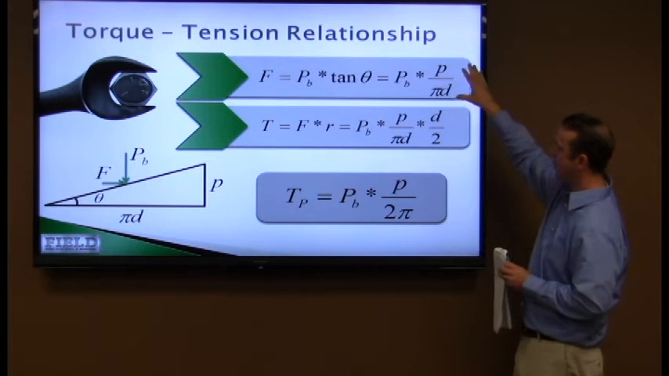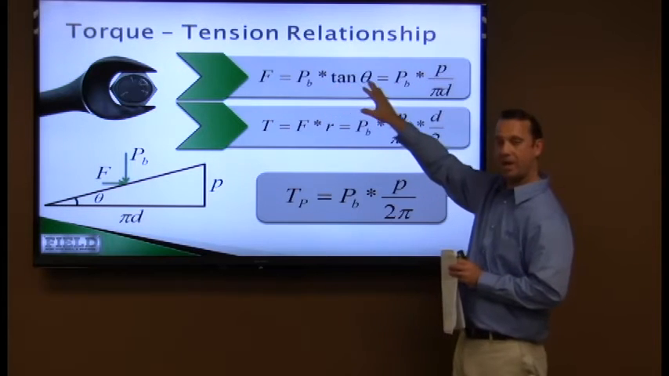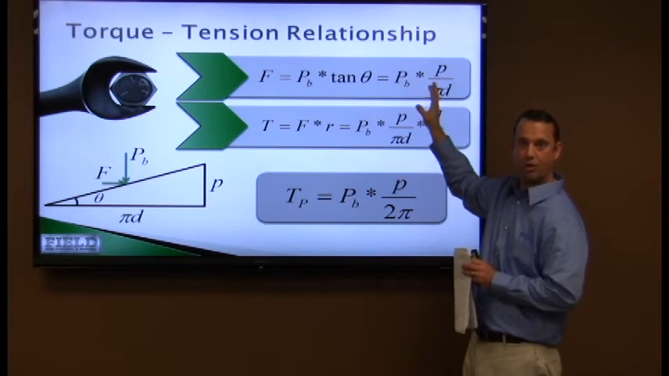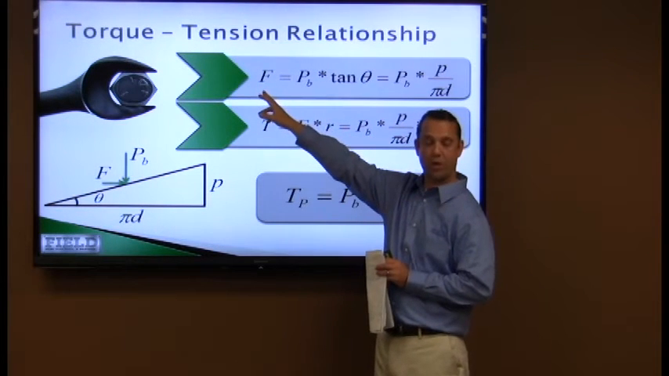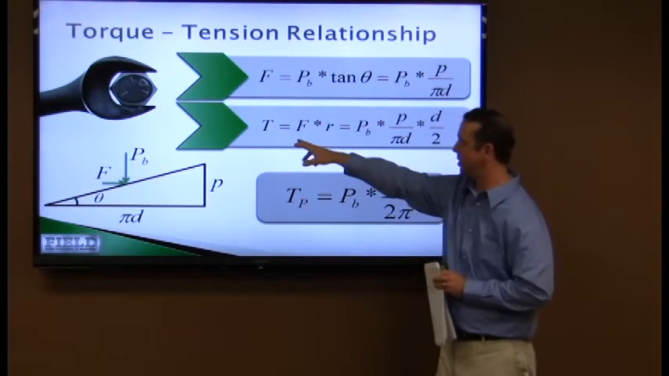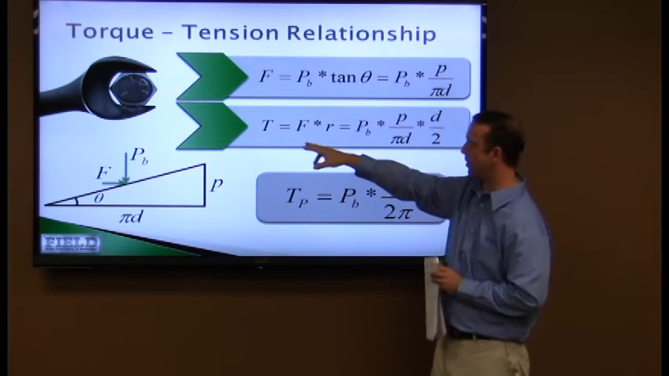So while this equation looks kind of complicated, the variables are pretty straightforward. So once you know those, it's relatively plug and play. So once we know our force required to rotate that fastener, we plug that into this formula down here.